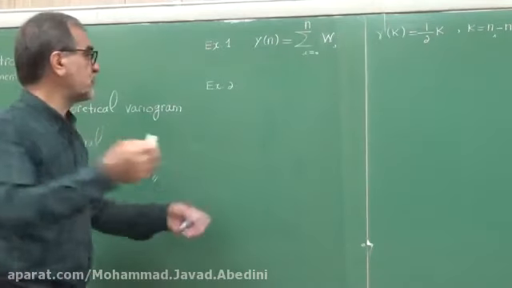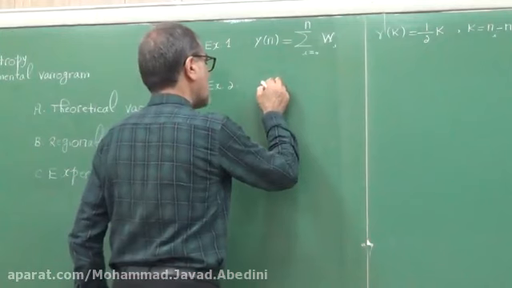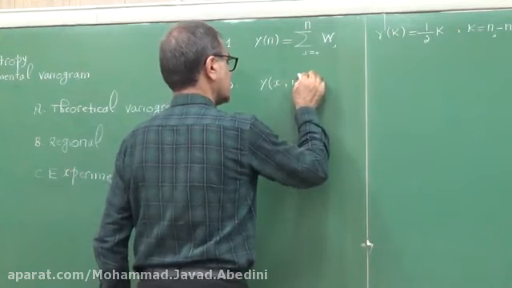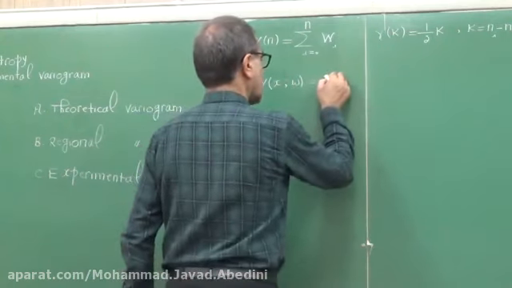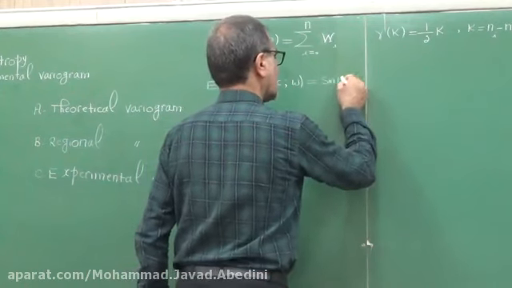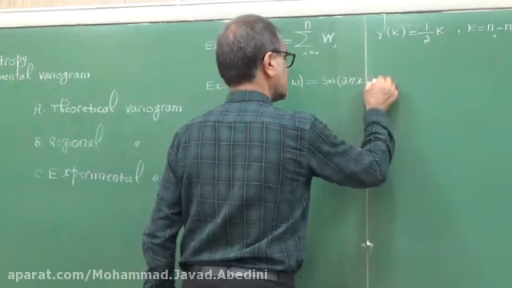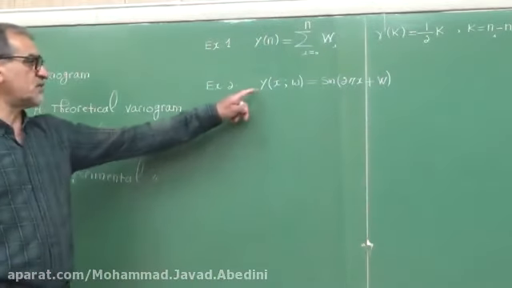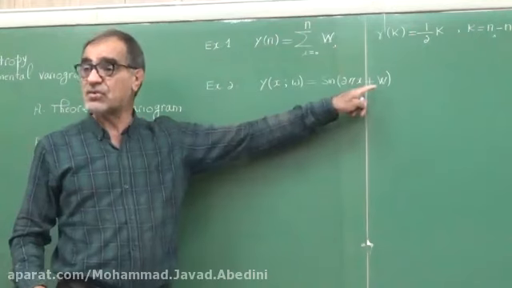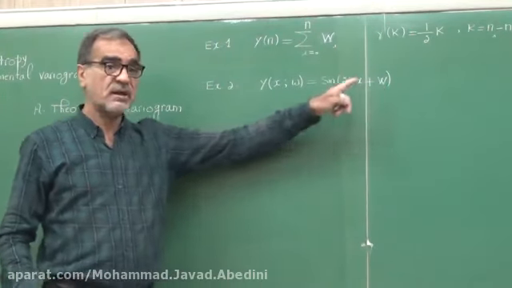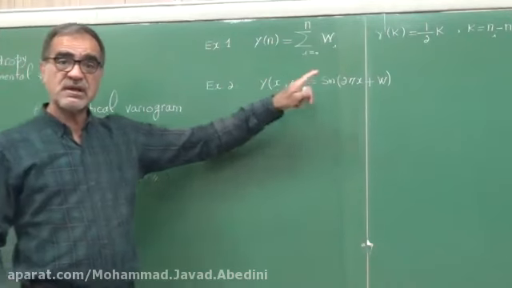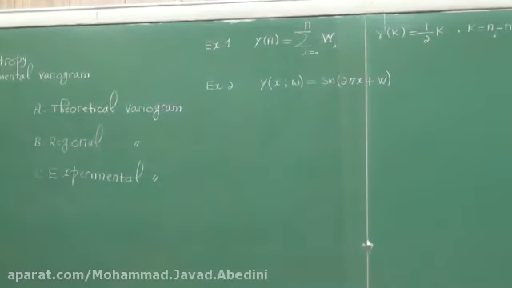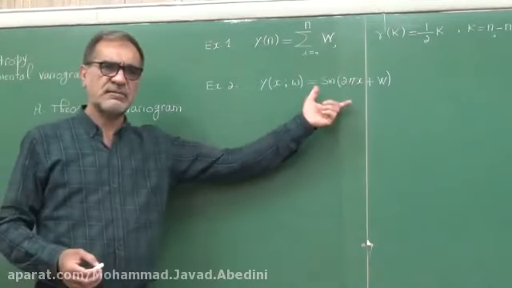When it comes to our second example, the closed form function for our theoretical random function was x equal to sine of 2 pi x plus w. If you denote this by lowercase letter, then this has to be in lowercase letter as well. If you denote this by uppercase letter, then this W has to be written in capital letters. This is our second example.